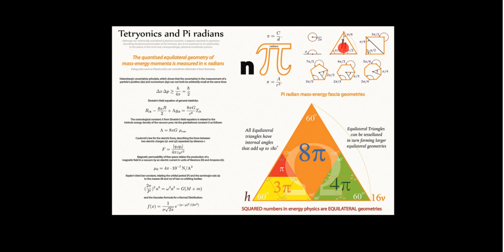So if we call Planck's equilateral geometry, or its omega, the quantized angular momentum, square meters per second, and if we equate that to a pi radian geometry, we can then start to build up or slice up scalar energy into pi geometries.